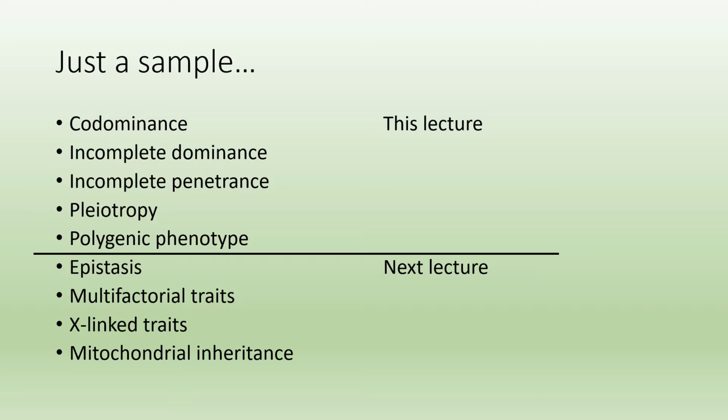So in this lecture, we're going to talk about codominance, incomplete dominance, incomplete penetrance. Boy, those 3 words might get confusing. Pleiotropy and polygenic phenotypes. And in the next lecture, we'll talk about epistasis, multifactorial traits, X-linked traits, and mitochondrial inheritance.